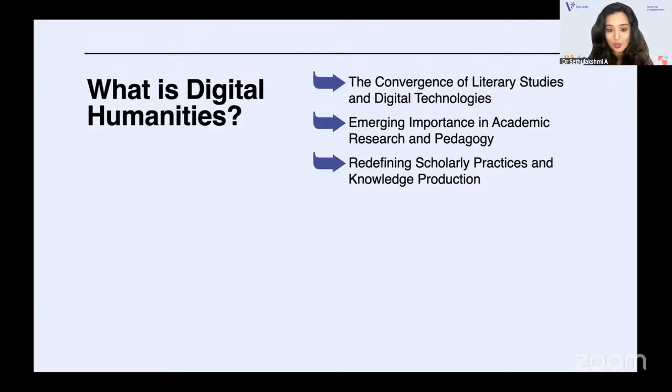Of course, you're familiar with all these terms. In simpler terms, it is about using digital tools to ask new questions, and sometimes to find new answers in fields like literature, history, philosophy, psychology. For example, instead of reading just one novel at a time, using these digital tools, we could analyze hundreds of novels using text analysis tools to look for patterns, themes, or word usage over time. So that is the definition of digital humanities.